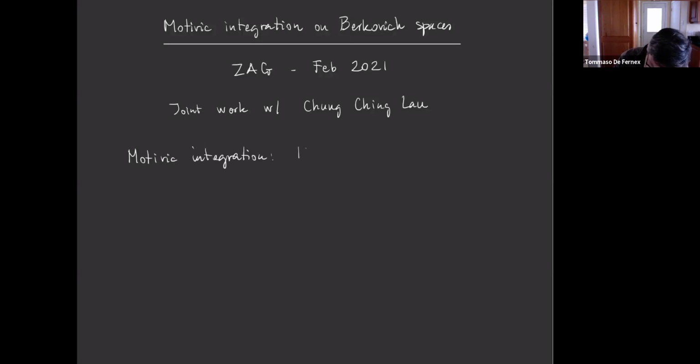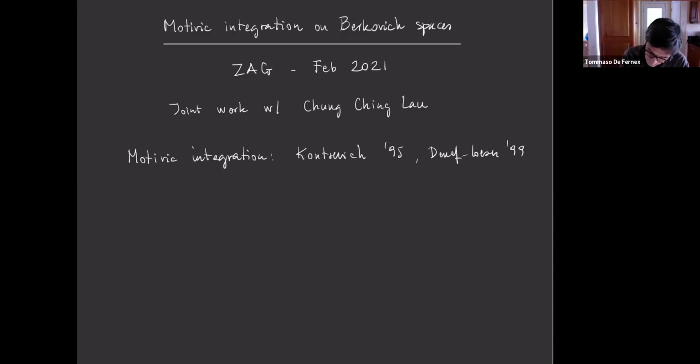Motivic integration was introduced by Kontsevich in '95 as a geometric analog of p-adic integration. It was motivated by a conjecture by Batyrev on Betti numbers of Calabi-Yau varieties, and then the theory was developed by Denef and Loeser in '99, and then by many other people. There were further developments, and I will mention a few names later on.